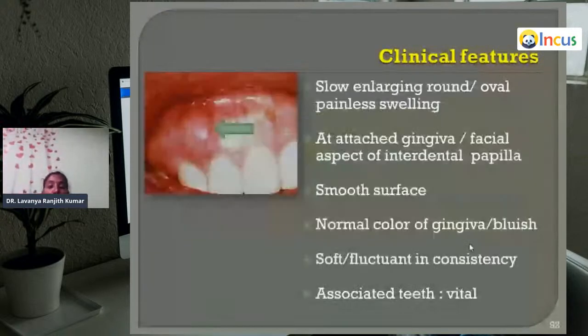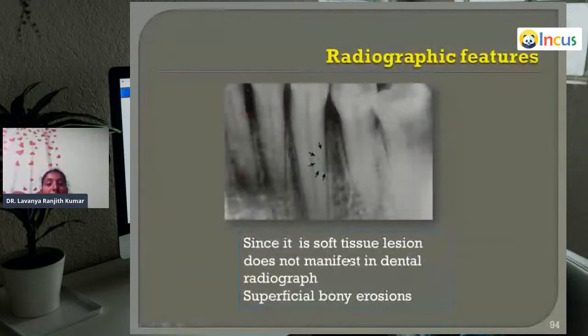Clinical features: it is a slowly growing, round or oval painless swelling attached to the gingiva and the facial aspect of the interdental papilla, with a smooth surface. The gingiva appears normal in color, with sometimes a bluish tinge, soft and fluctuant in consistency, and associated with vital teeth. Radiographic features: it is a soft tissue lesion and does not manifest in the dental radiograph, though superficial bony erosions are seen.